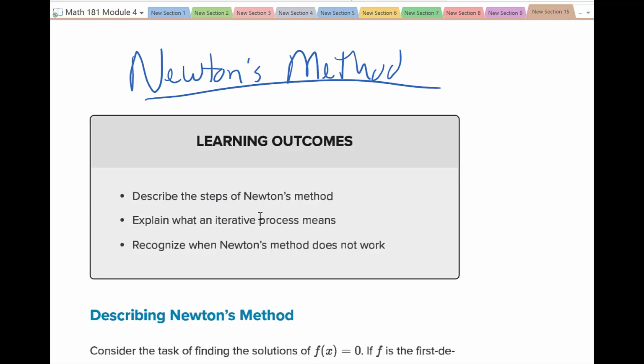Now this will be a general process. It'll be unique to whatever function we're dealing with, and it includes derivatives, so we can use all these great skills we've been developing.